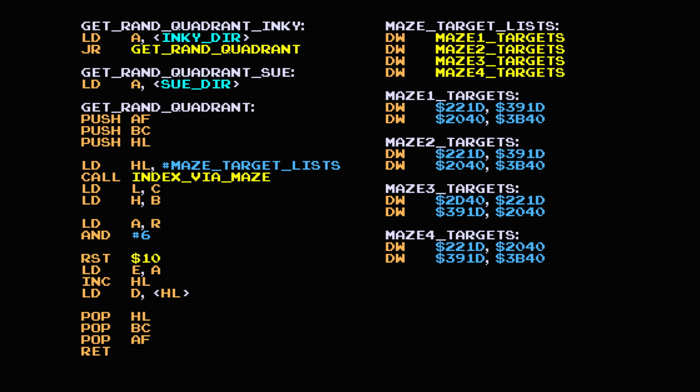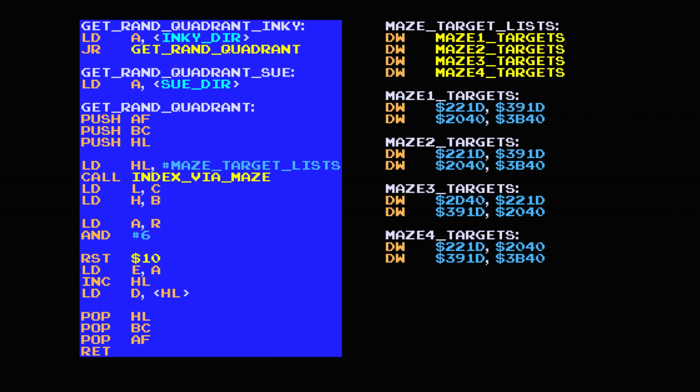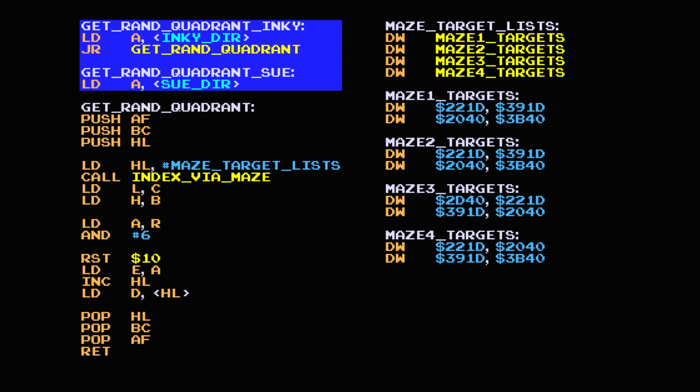This seems like a lot, but hey, this is assembly code. What did you expect? It's actually pretty simple. First off, here is the full get random quadrant routine. These 2 entry points here are the weird bits from Inky and Sue, since those call instructions before took place of the LD instruction that prepared the A register. That has to be done inside the routine here.